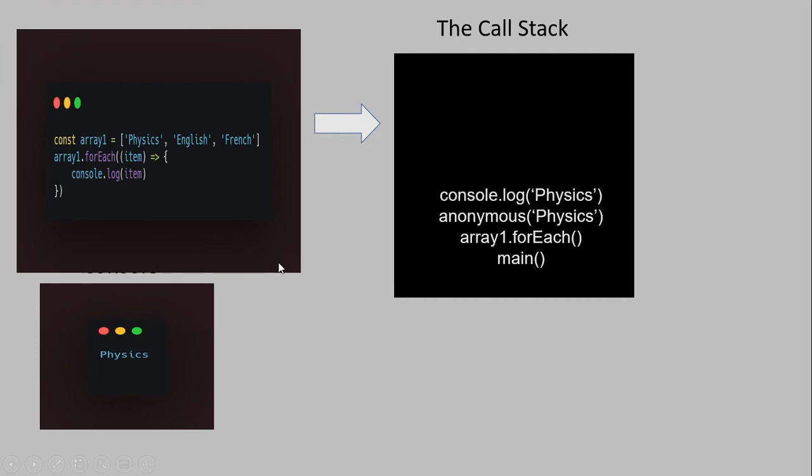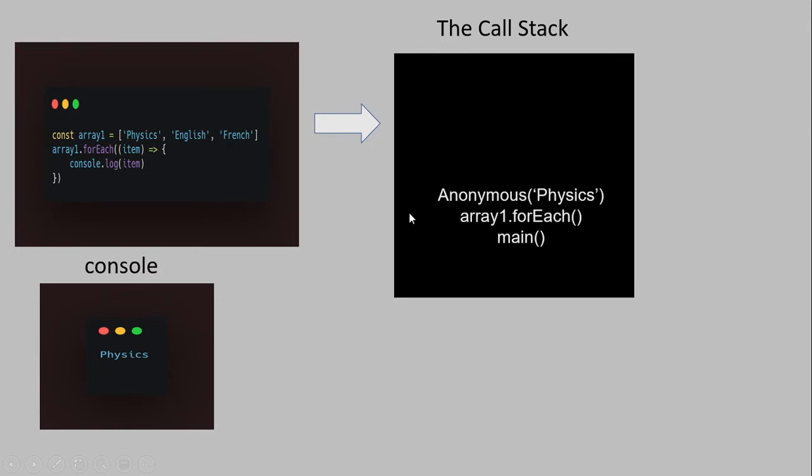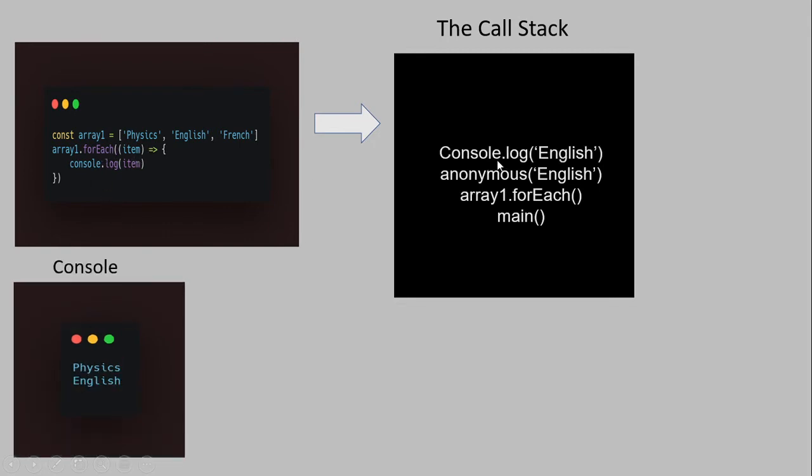It is logged in the console. As soon as this is done, it pops the console log from the call stack, and pops out the anonymous function since it's done with it. But it's not going to remove the forEach from the call stack because it's not done yet. We have other items in the array. So it calls the anonymous function one more time, but this time with English as the item. It calls console log, and we have English in the console. Then it pops out the log, and now pops out the anonymous function.